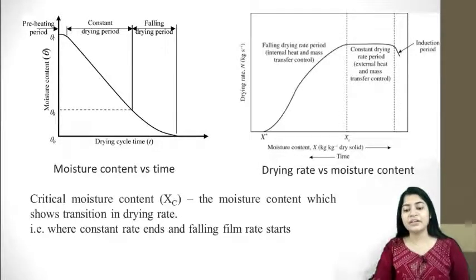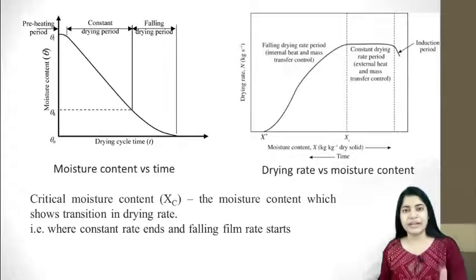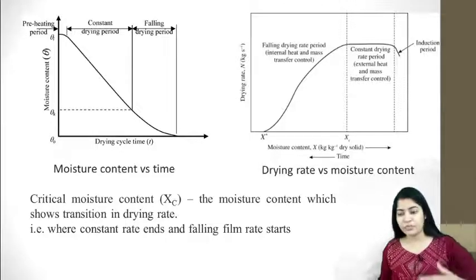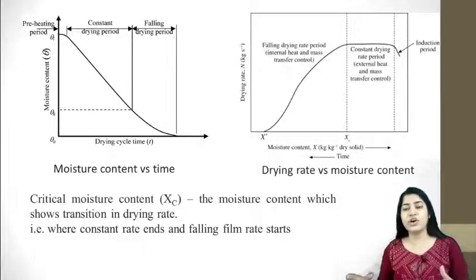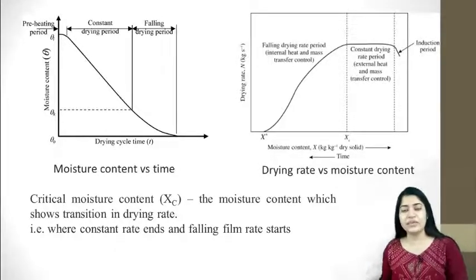And in the y-axis what you have? Drying rate. N is constant. A straight line means it is constant. But you can see that your X is getting removed, that is, moisture is getting removed here, but your rate is constant. So that is your constant drying rate period. Whereas in the second part of the graph, you can see it is decreasing. So that is your falling drying rate period.